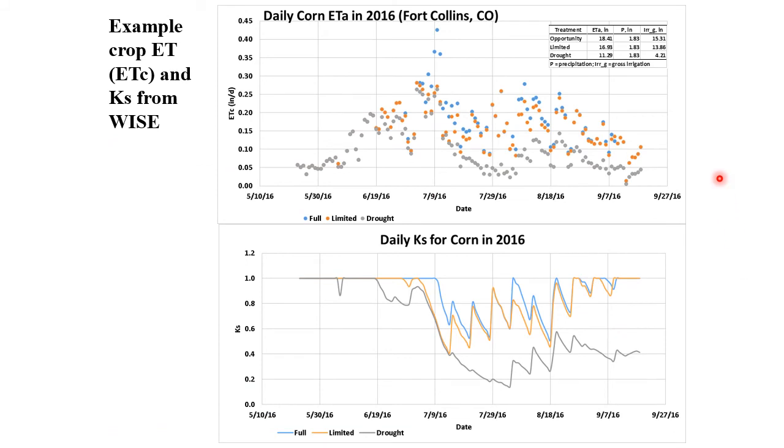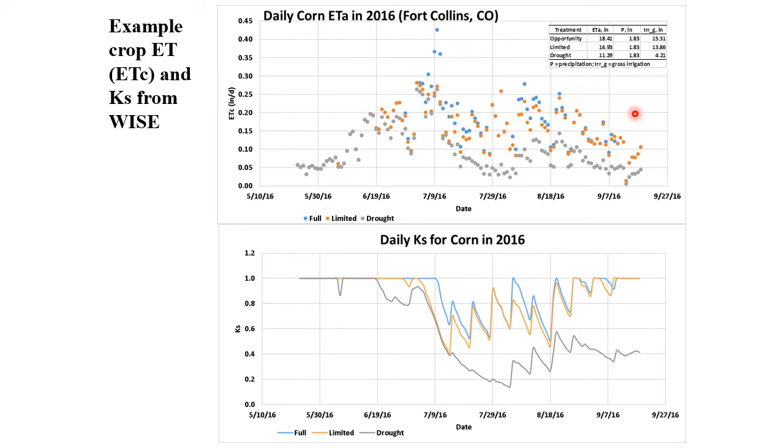This is an example of the ETc estimated by WISE. Showing here at the top graph is 3 irrigation treatments, 3 sets of irrigation treatments. So the gray dots show a drought treatment where there was no irrigation, and the blue dots show the irrigated treatment, which also exhibited the highest levels of crop ET.